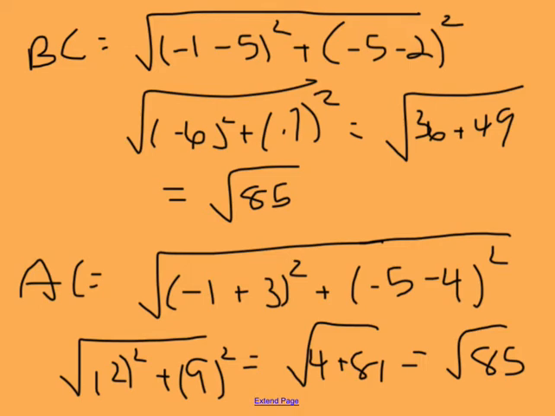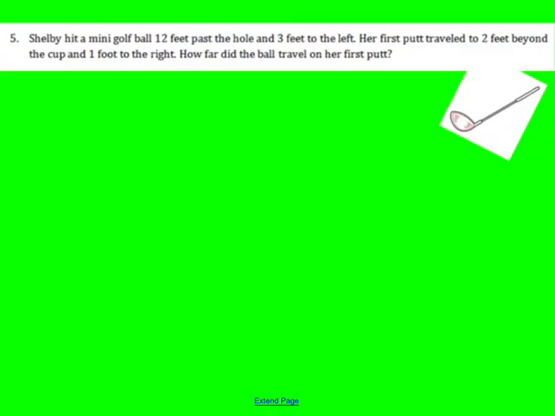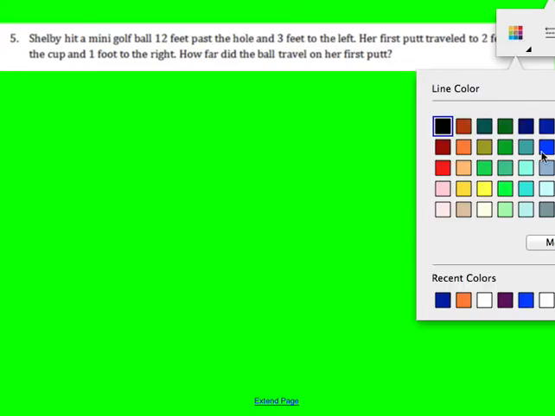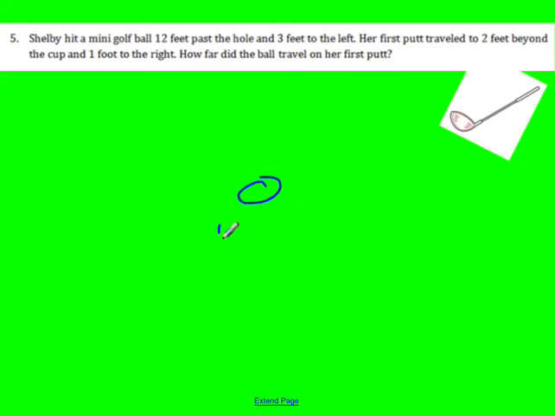All right, so let's go ahead and take a look at this next problem. We're going to do another mini golf problem. So we're going to set up our golf again at 0, 0. This hole right here is going to represent the point 0, 0. Then she's going to hit her ball 12 feet past the hole, so this is going to be 12, and 3 feet to the left. Now remember, going to the left is negative. So we have the point negative 3, 12.